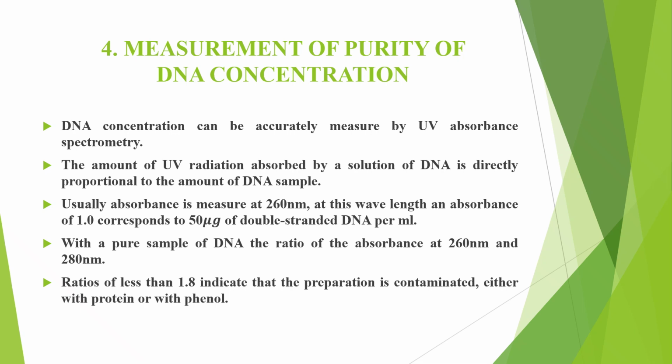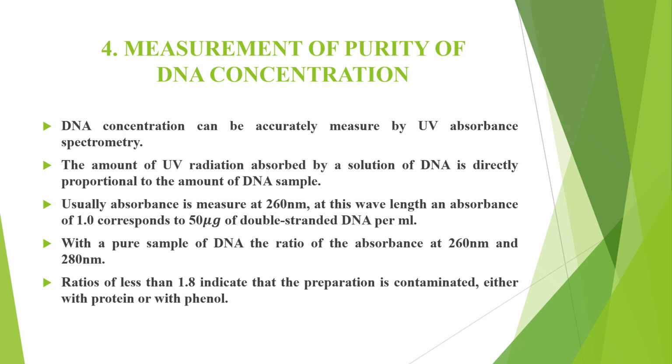After DNA isolation, it is important to measure both the concentration and purity of the DNA sample. This is commonly done using a UV spectrophotometer or a NanoDrop. DNA concentration can be accurately measured by UV absorbance spectrometry. The amount of UV radiation absorbed by a solution of DNA is directly proportional to the amount of DNA in the sample. Usually, the absorbance is measured at 260 nanometers. At this wavelength, an absorbance of 1.0 corresponds to 50 μg of double-stranded DNA per ml.